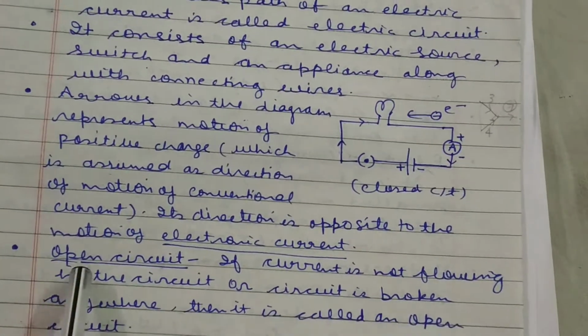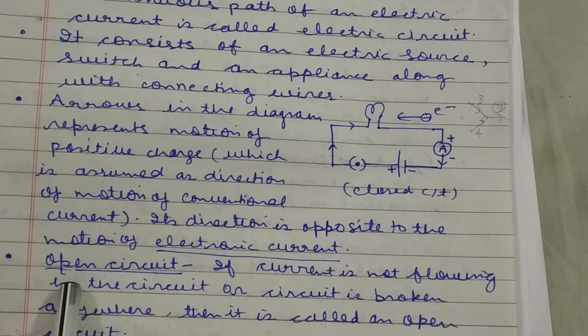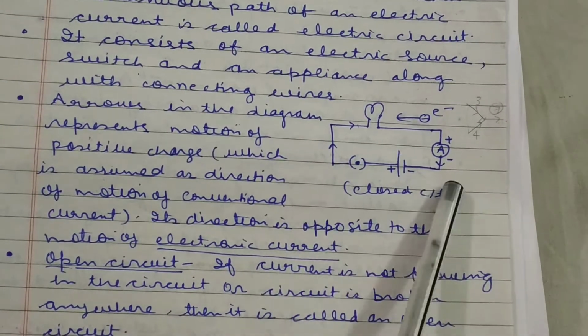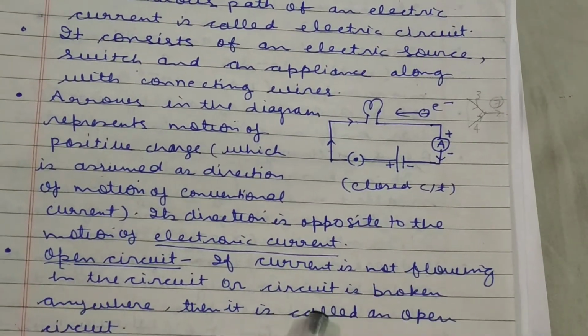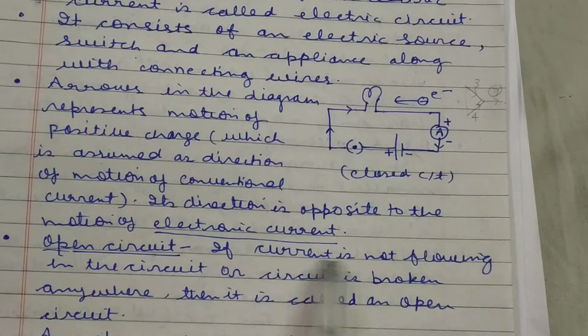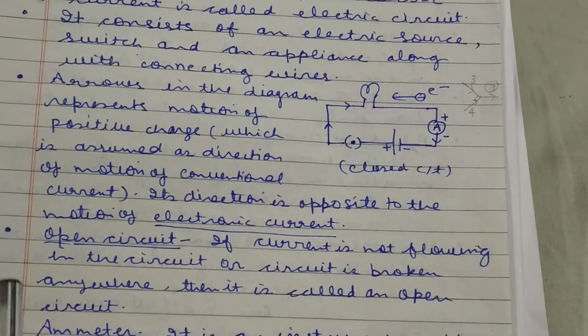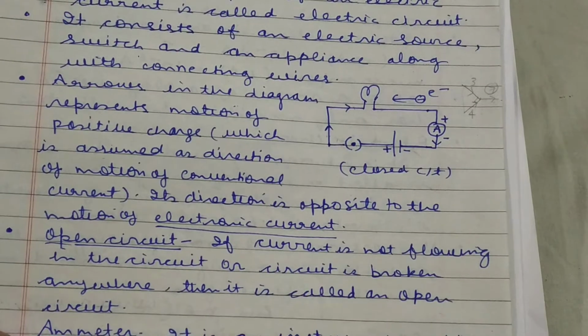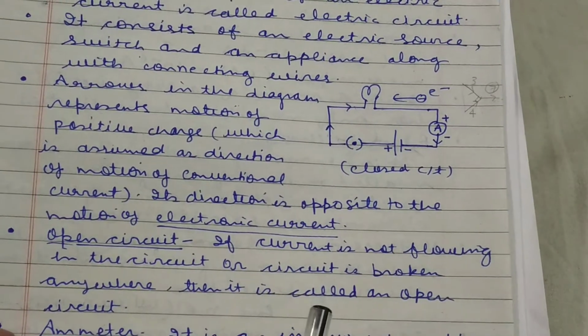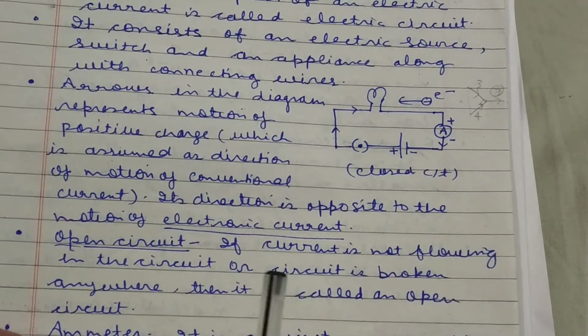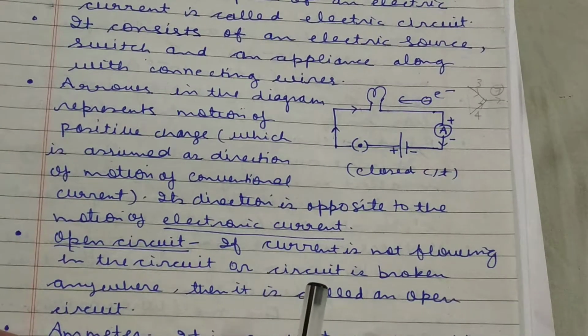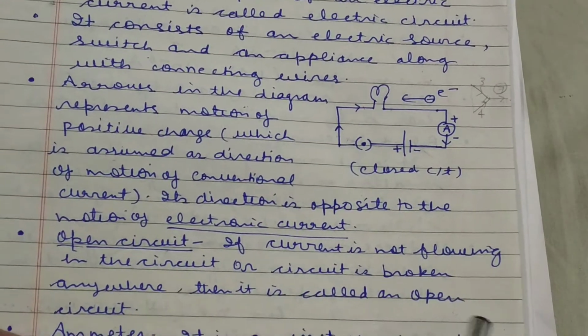Then there is a difference. What is an open circuit? I have told you this is a closed circuit. And what is an open circuit? An open circuit is one in which no current is flowing. If current is not flowing in the circuit or the circuit is broken anywhere, it is called an open circuit. Suppose a bulb gets fused in your house. That can form an open circuit, because no current will pass through it.